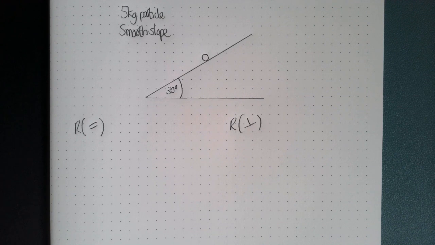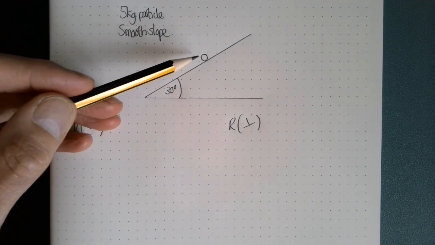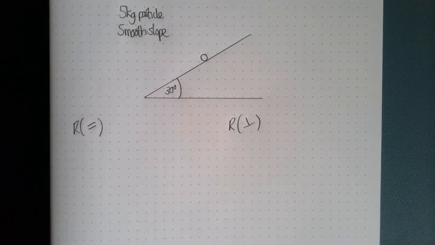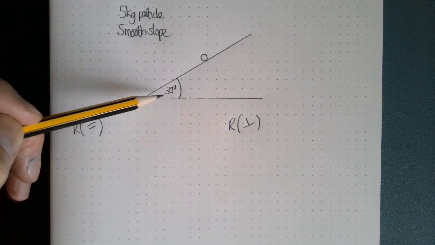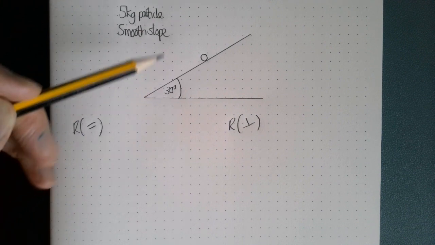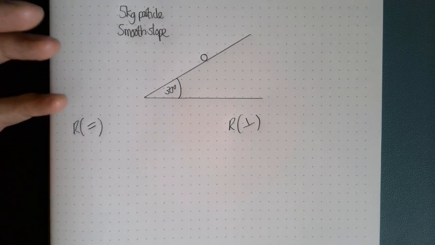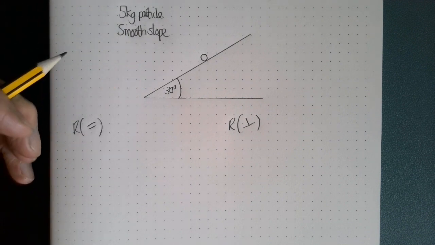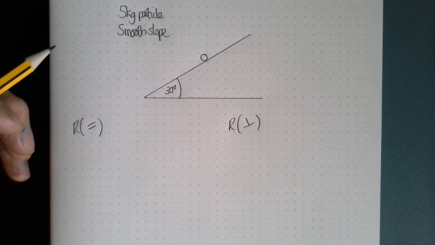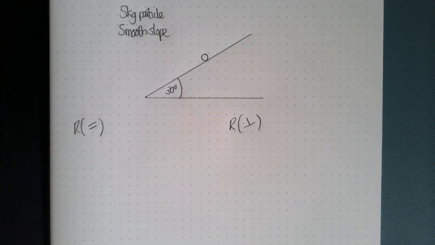So let's start with a 5 kilogram particle on a smooth slope. No need to worry about friction. Slopes at an angle of 30 degrees. Remember, a particle has a mass but no dimensions, so there's no issue with air resistance. So just pause the video and see if you can label up any forces involved in this situation.